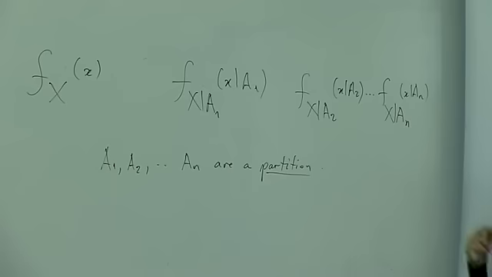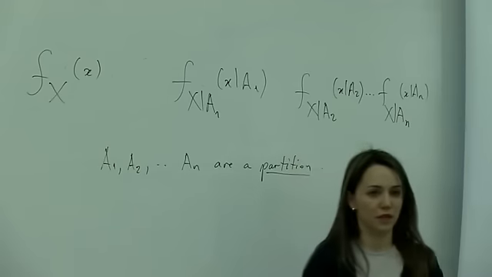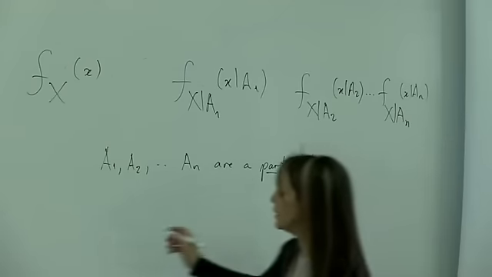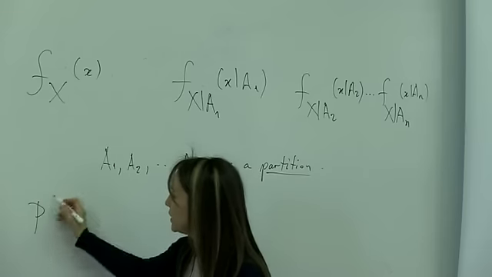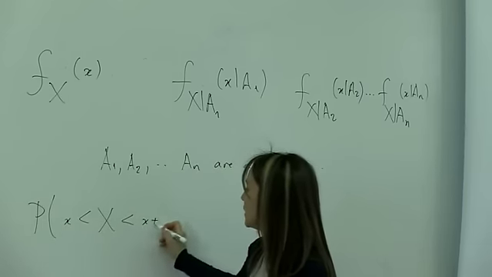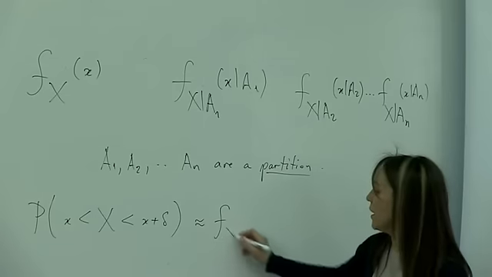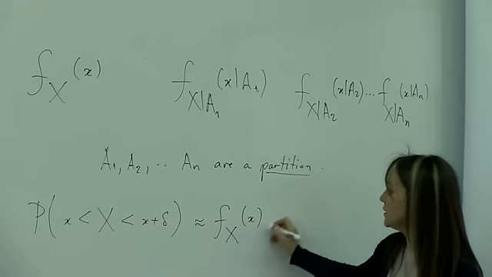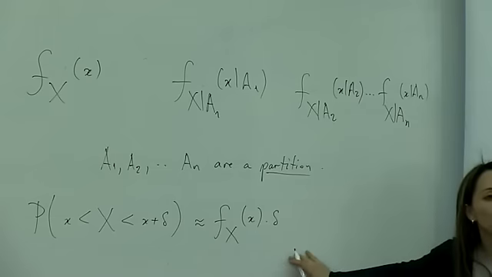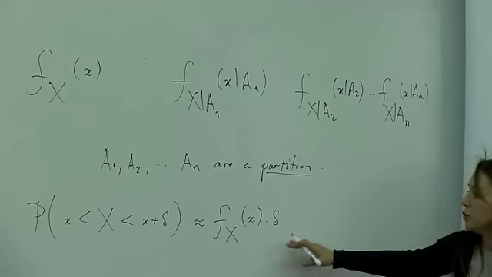Let's remember that probabilities of infinitesimally small events can be thought of as proportional to the density. Let me clarify that. Remember, the probability that X is in a small interval, x to x plus delta, is roughly f_X(x) times delta. This becomes more and more correct, of course, as delta goes to 0.